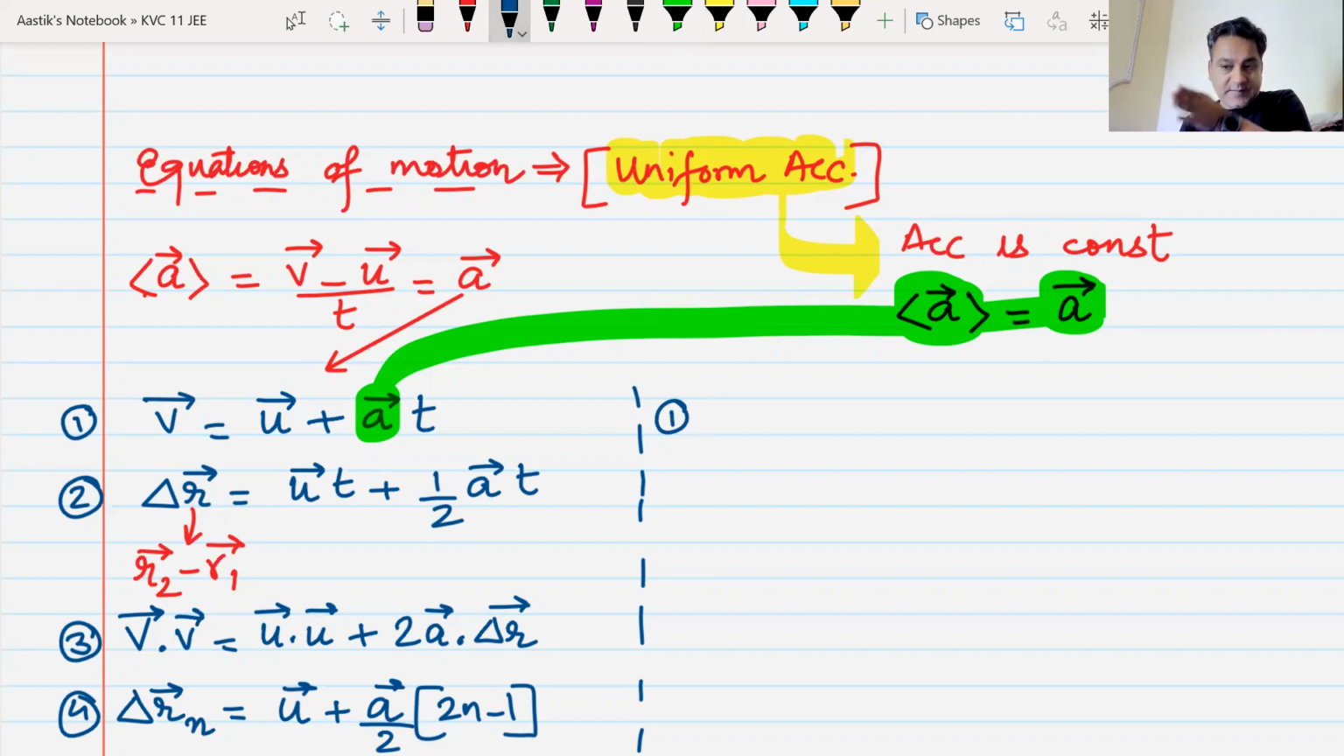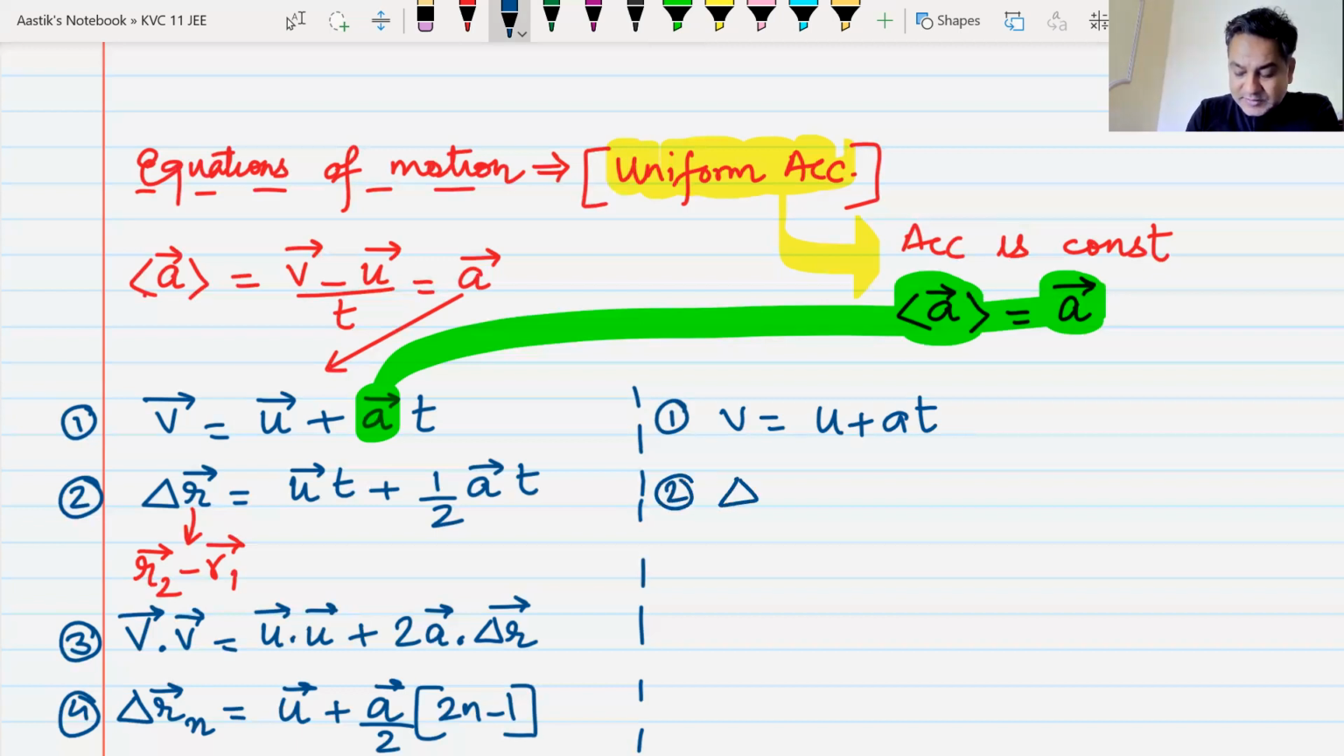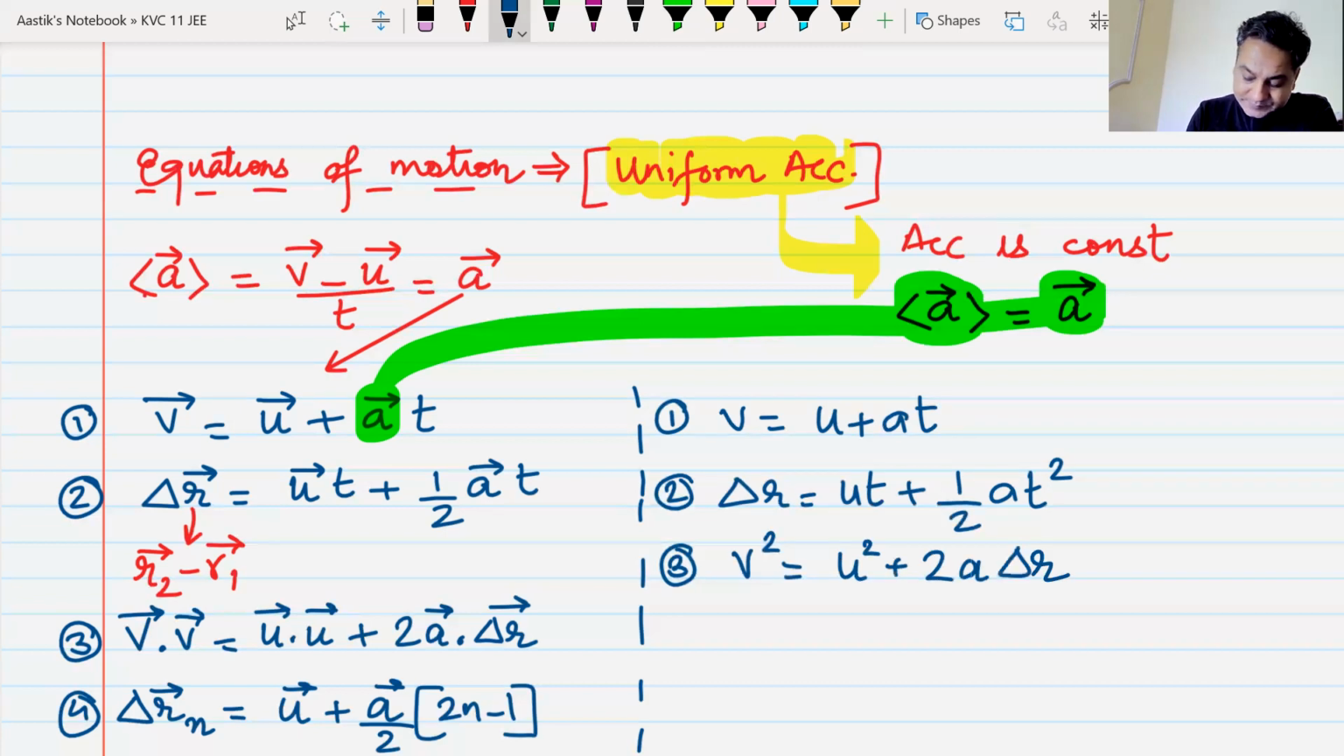It is same as the equation on the left hand side, but without the vector sign. So I will write it as V is equal to U plus AT. Do we understand this? This is the form in which we have seen this equation, and now we have come to that form. Second equation is the displacement equation. Delta R is equal to UT plus half AT square. Third equation, now it looks better. V square is equal to U square plus 2 times A multiplied by delta R.